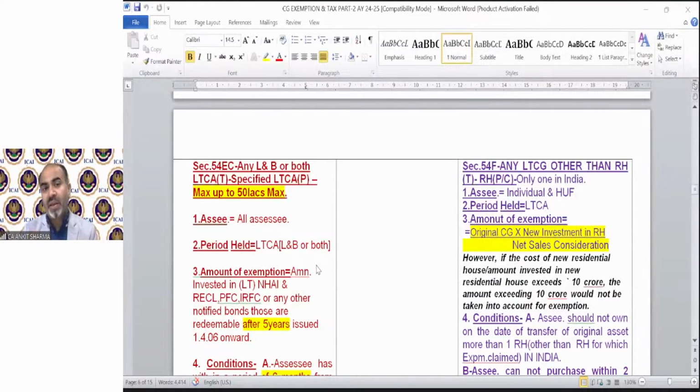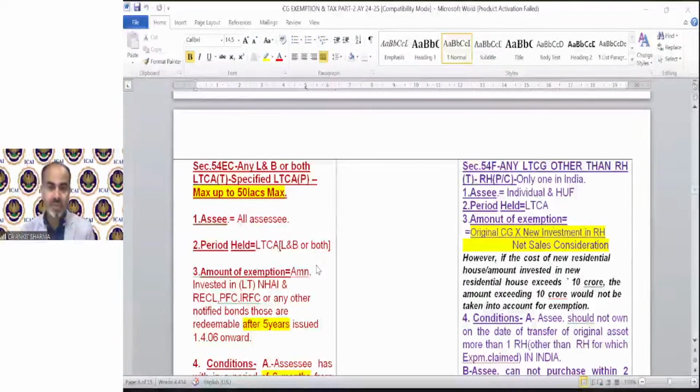Then in case of 54EC, the time limit is only 6 months for the investment. In the first section 54, we have the time limit for exemption of 1 year, 2 year and 3 year. In section 54B, we have only a 2-year time limit to purchase another agricultural land. And for section 54D, we have a time limit of 3 years, whether for purchase or construction of a new industrial undertaking, land and building. So till here, we have discussed the provision.